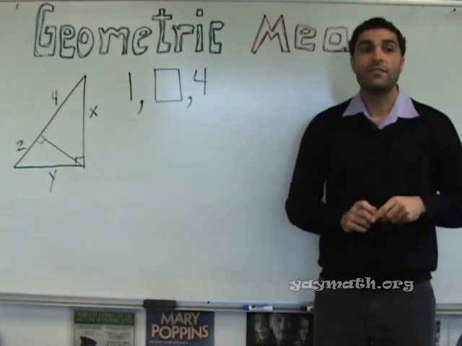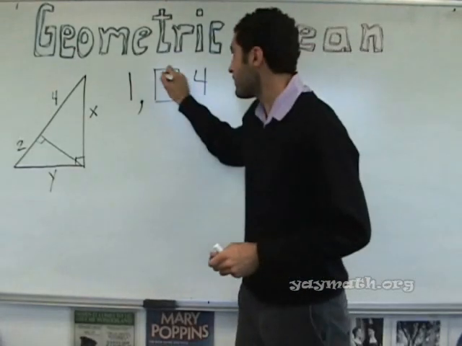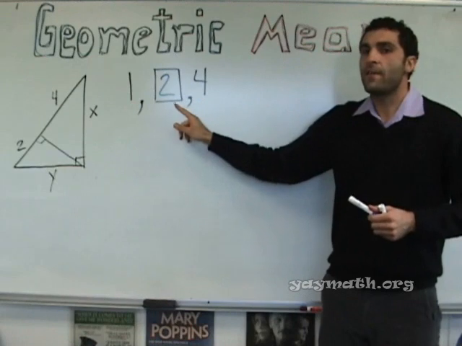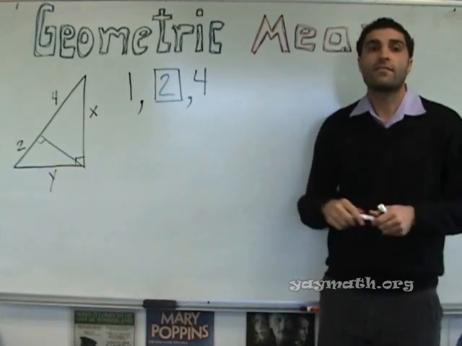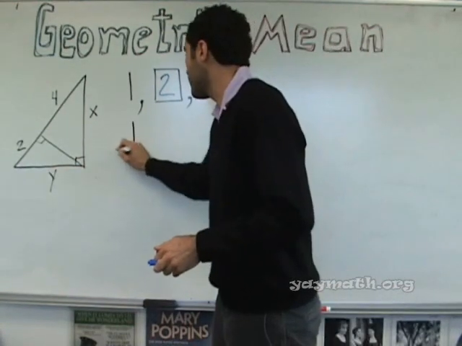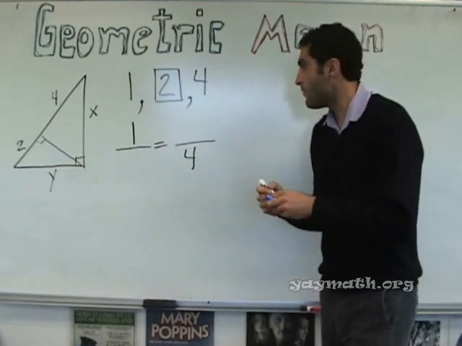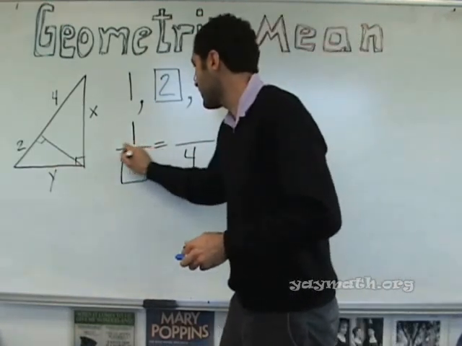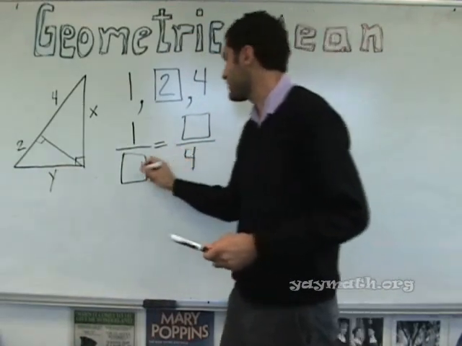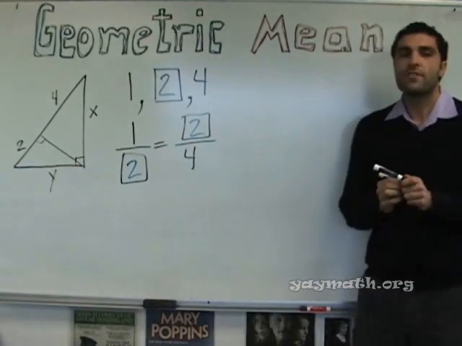Okay, your hand was up first. Okay, so we're hearing 2. Let's put 2 in and take a look. Is 1 to 2 the same as 2 to 4? Yes. All right. I'll even use box technique here. So yes, 1 to 2 is the same as 2 to 4.